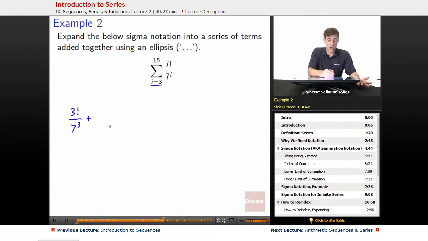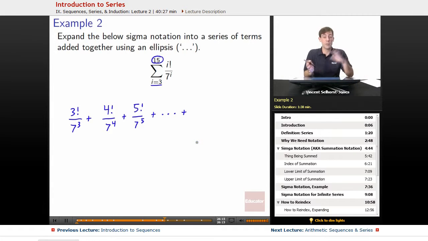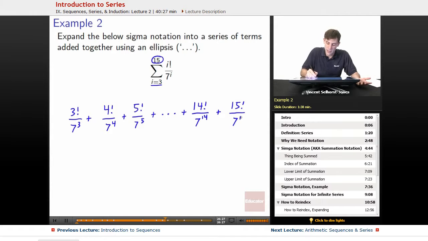Plus, our next term, we click up 1, so from 3 to 4. So that will be 4 factorial over 7 to the 4. Plus, our next one, we click up another one to 5 factorial over 7 to the 5th, plus dot, dot, dot, plus. And we're going to finish up here at 15. We could also start off with something before 15. For example, we could write out 14 factorial over 7 to the 14, because that would be in the expansion, plus 15 factorial over 7 to the 15.